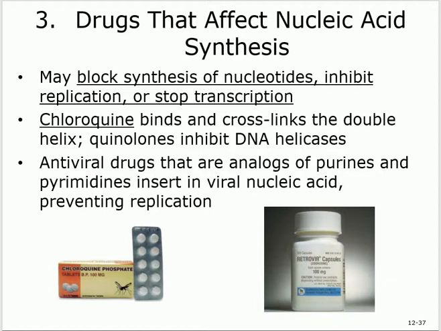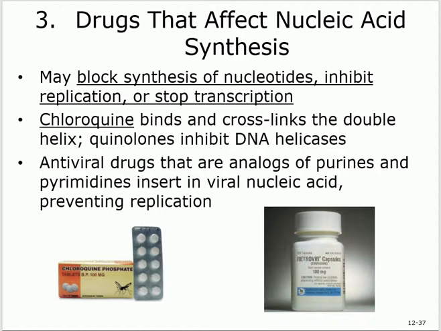The next type is the type that works on nucleic acid synthesis. What do you mean by working on the nucleic acid synthesis? Meaning anything related to the nucleic acid. Do you remember the nucleic acid, DNA, RNA?